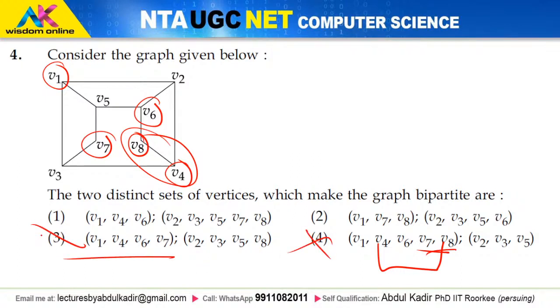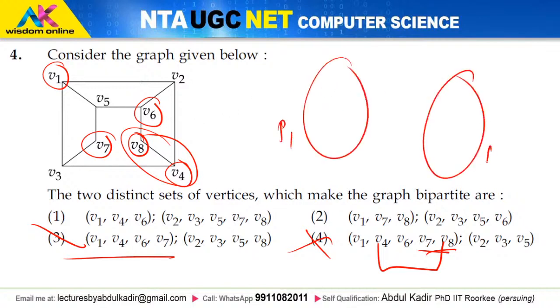So this is how you can check. Remember, in a bipartite graph you have partition 1 and partition 2. First of all, all vertices must be covered, meaning some vertices you have here, some vertices you have here, but you must cover all the vertices. This option 2 is not covering all the vertices. You must cover all the vertices. So that's why you can see this option 2 is not correct. This option 3 is correct.